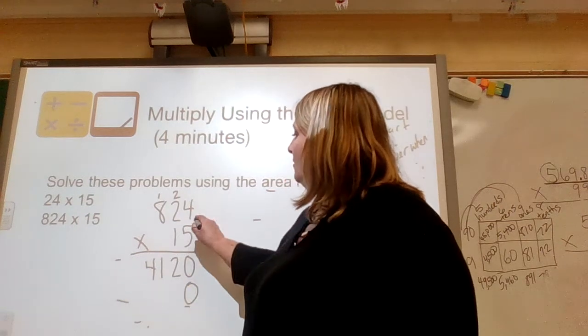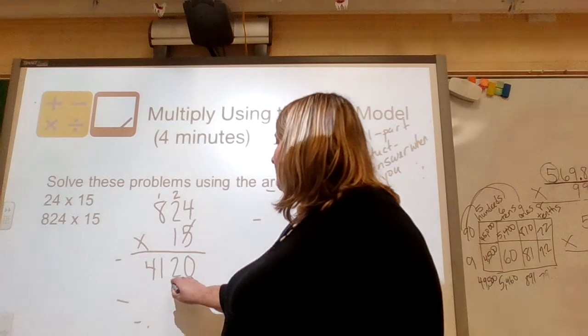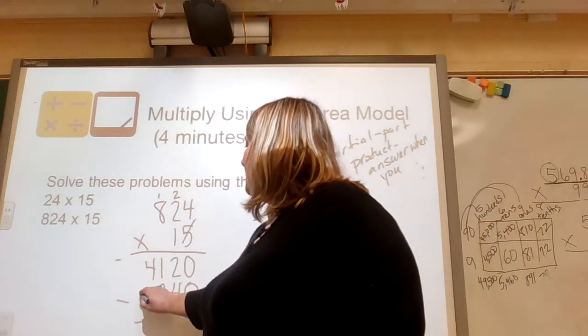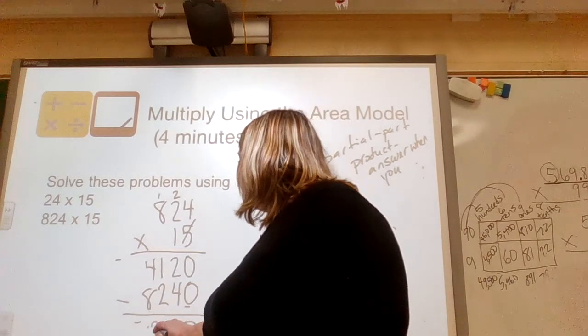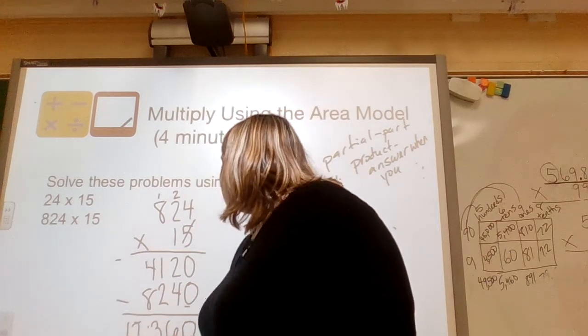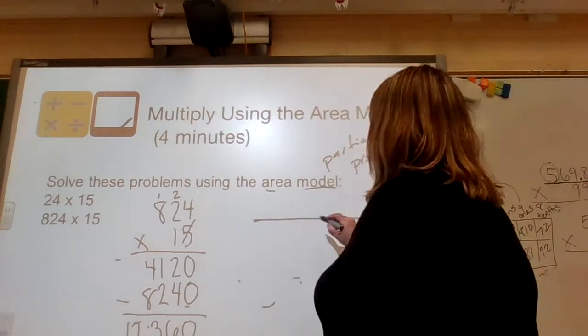I'm going to write a 0 here. I'm finished with my ones. I'm going to my tens. 1 times 4 is 4. 2 times 1 is 2. 8 times 1 is 8. And I'm going to go in and I'm adding these. And I have 12,360. Now I'm going to draw my area model.